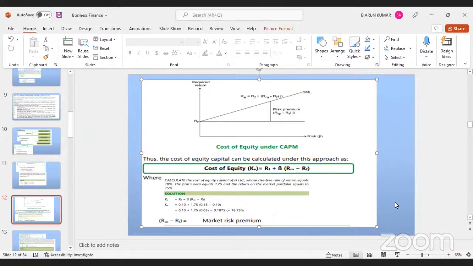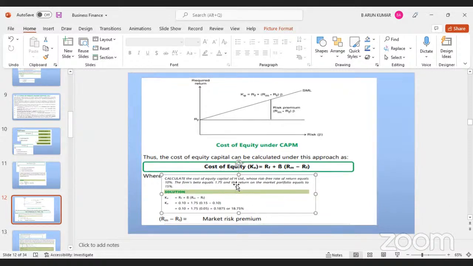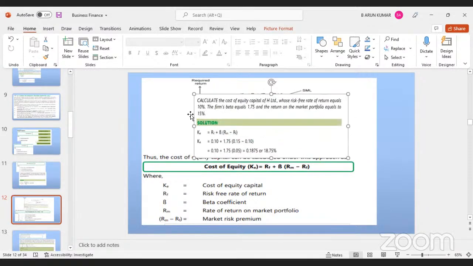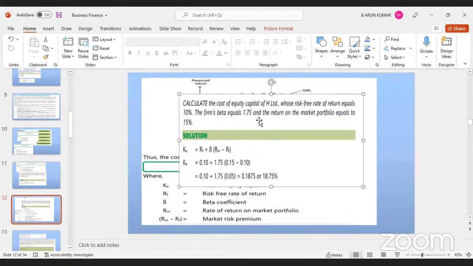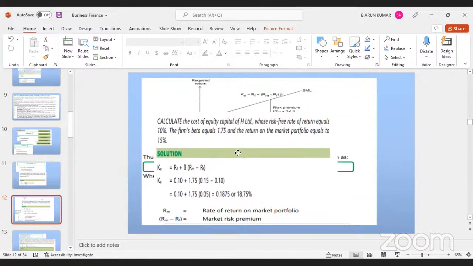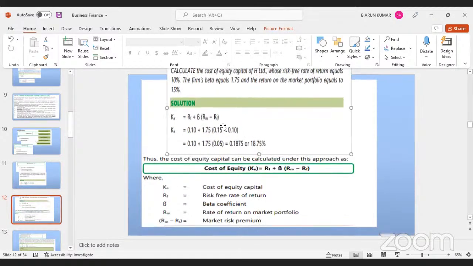Here they are giving one problem on this CAPM model. Calculate the cost of equity capital of H Limited, whose risk-free rate of return equals 10%. Here RF is 10%, beta equals 1.75, and the return on market portfolio equals 15%. Based on the above formula, we calculate Ke. That is, Ke equals RF plus beta into (RM minus RF). Each one was explained before: RF is the bank rate of return, likewise the risk-free rate of return, and beta is the risk factor.